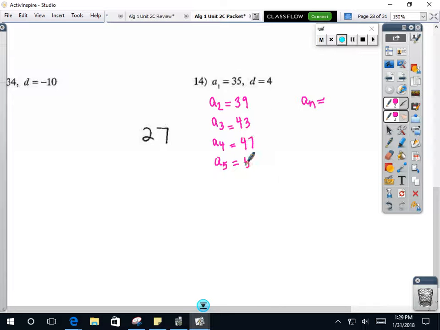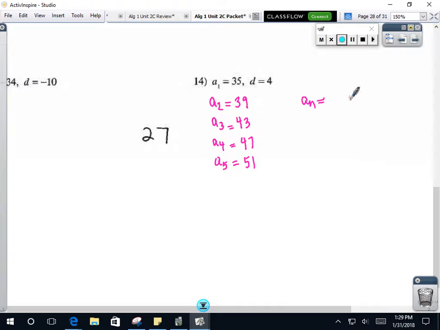and then, right. Now, writing the explicit formula takes a little bit more work. The explicit formula is A sub n equals D times n minus 1 plus A sub 1. Okay, that is the explicit formula. Continue. A sub n equals, the first thing is D. Well, they told us the D is 4. Then parenthesis n minus 1 plus A sub 1, which they told us is 35.